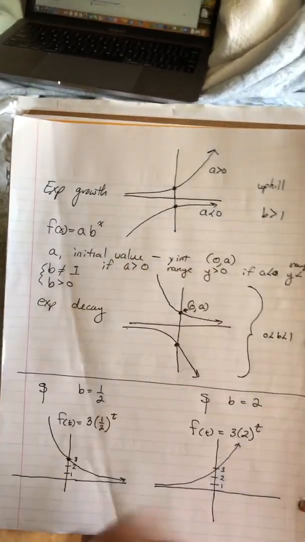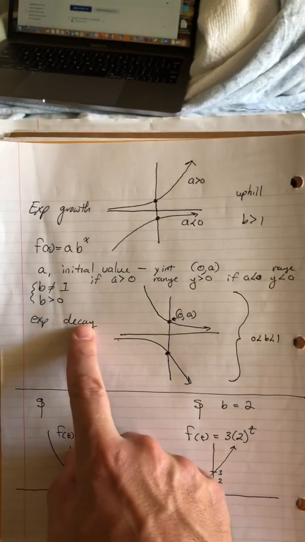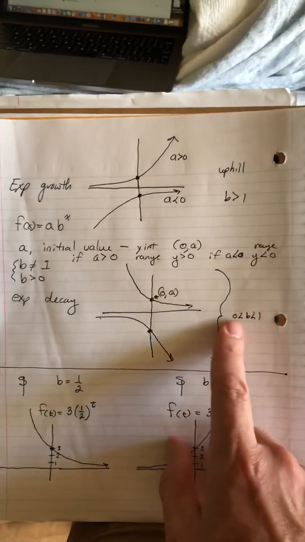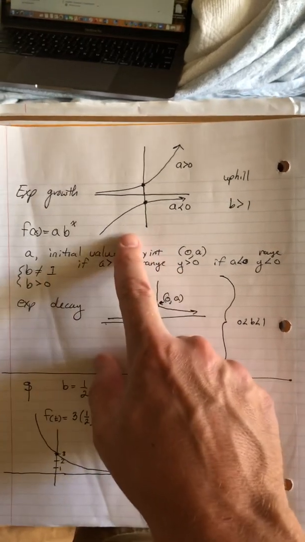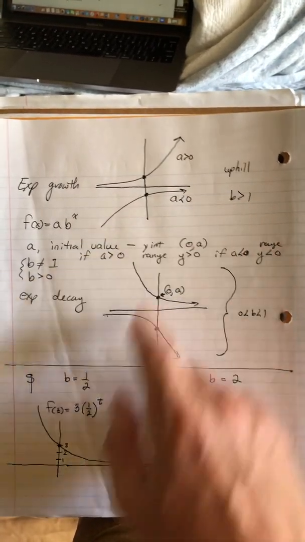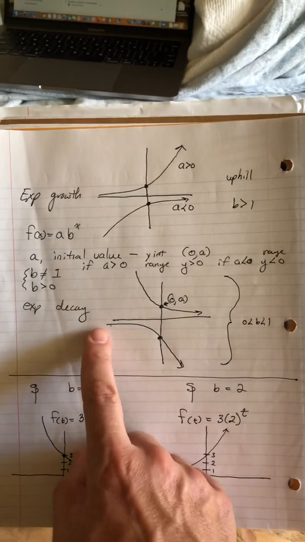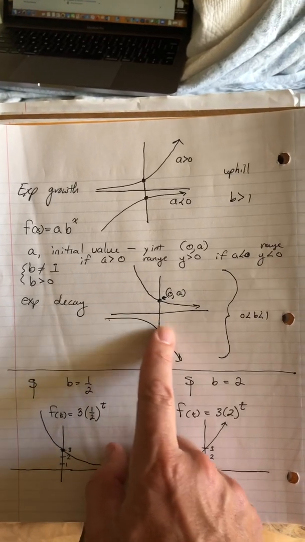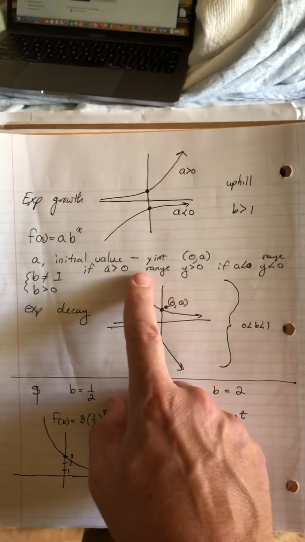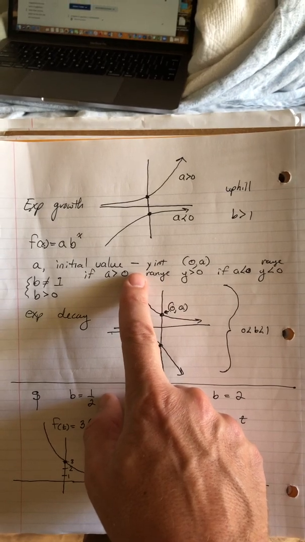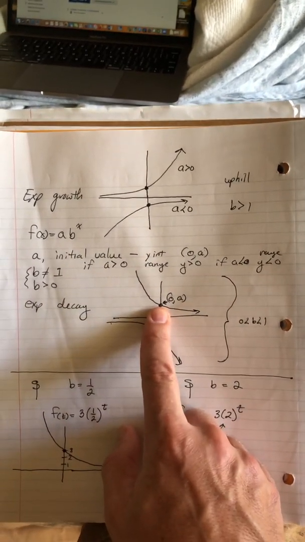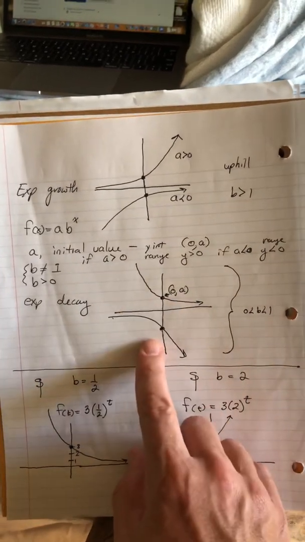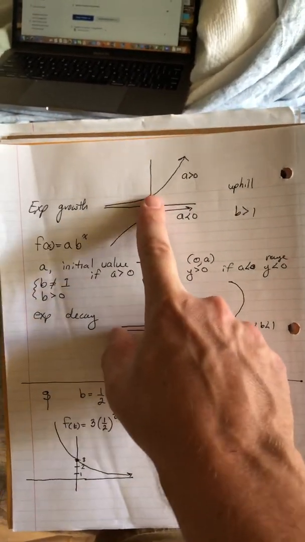Okay. If you have a decay model, then what's going on is your b is between 0 and 1. If you have a growth model, your b is greater than 1. And a decay model, if your a is negative, is going to do this, and in a decay model, if your a is positive, it's going to do this. And again, the intercept is 0, comma a.